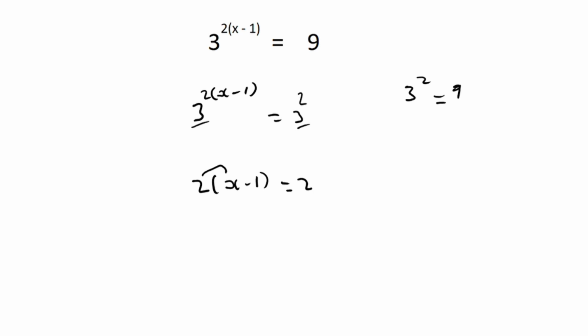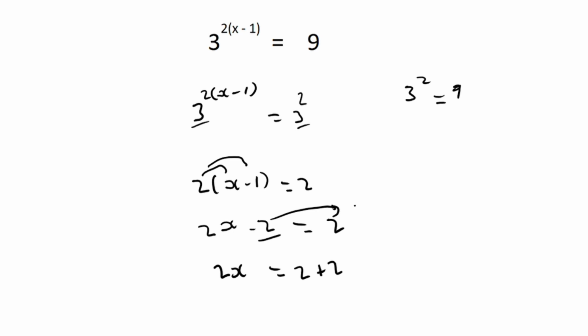Okay, so what you do here, you multiply the bracket. 2 times x, it will be 2x. 2 times negative 1, it will be negative 2 equal 2. Now we have an actual linear equation. So what you do here, you cross the normal numbers over there, you isolate the x. So it's going to be 2 plus 2, because remember this 2 here, we cross it over there and it becomes positive 2.